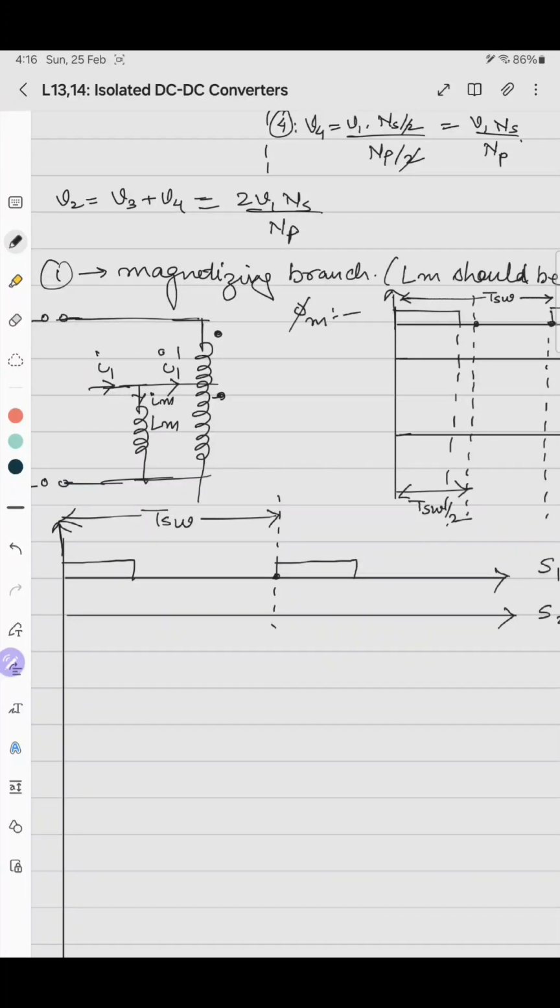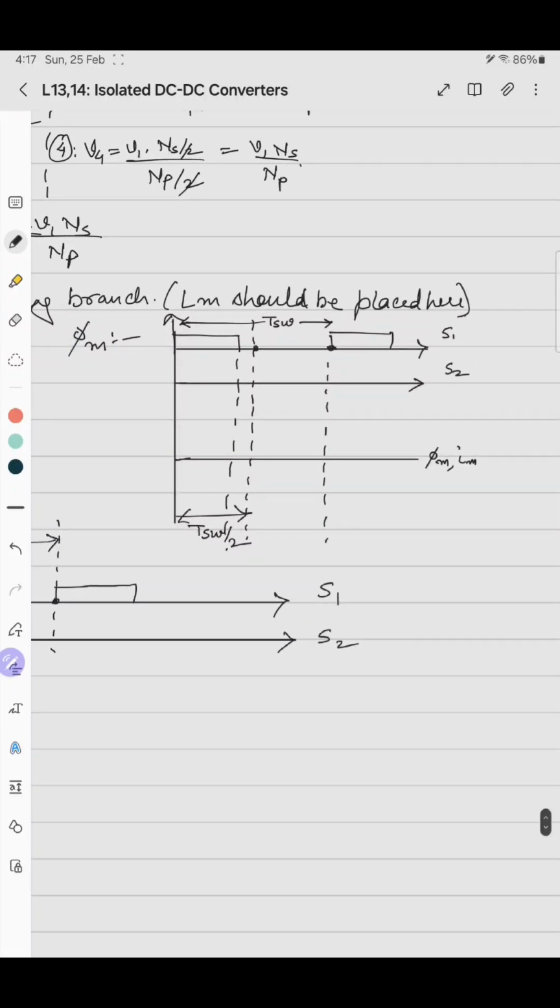So how will be the Im? There will be no change in the flux in the transformer. The flux will be constant. Whenever both the switches are off, the flux will not be rising or falling. It will be constant for some time.